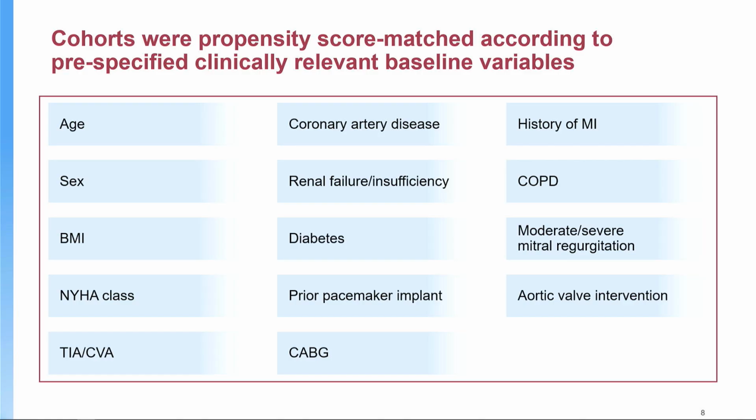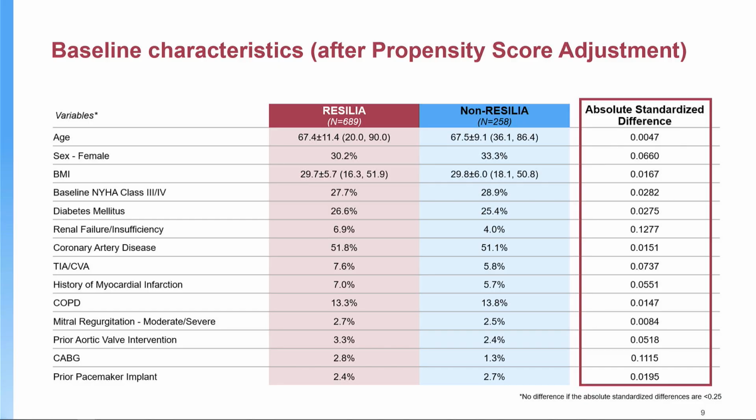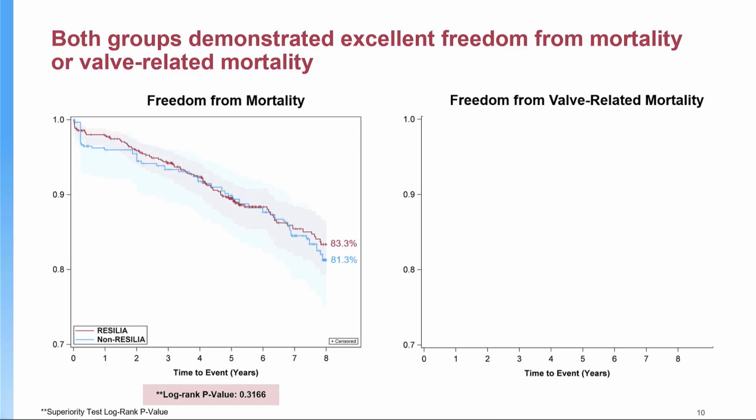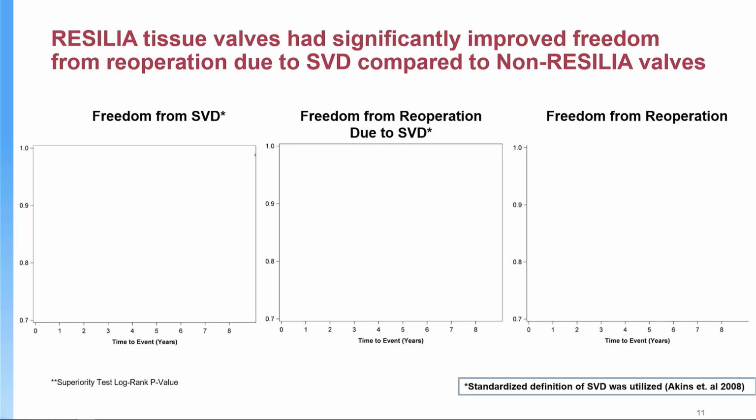So to match these patients, we performed what we call an IPW using these 14 variables. And after the matching, you can see that these two groups match very well based on the absolute standardized differences. So the first outcome we looked at is freedom from mortality. And you can see that between the two groups, there was no difference. When we looked at the freedom from valve-related mortality, which is another important metric for mortality, both groups did extremely well.